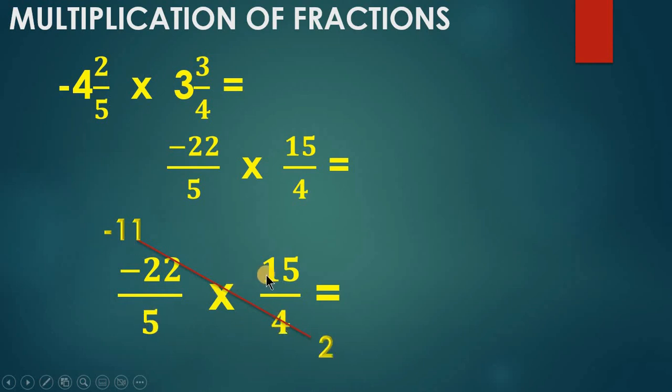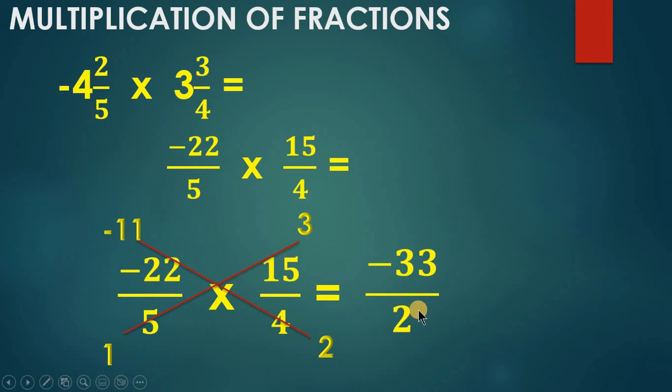Dito naman sa kabila, ayan, 5 and 15. The greatest common factor is 5. 15 divided by 5, so we have 3. And then 5 divided by 5, so we have 1. Okay, yan yung mga imumultiply natin. Negative 11 multiplied by 3, siyempre, that's negative 33, and 1 times 2, siyempre, we have 2. Then, kung mapapansin natin, wala silang greatest common factor, and that's an improper fraction, i-divide natin para makuha natin yung mixed number, or mixed fraction.